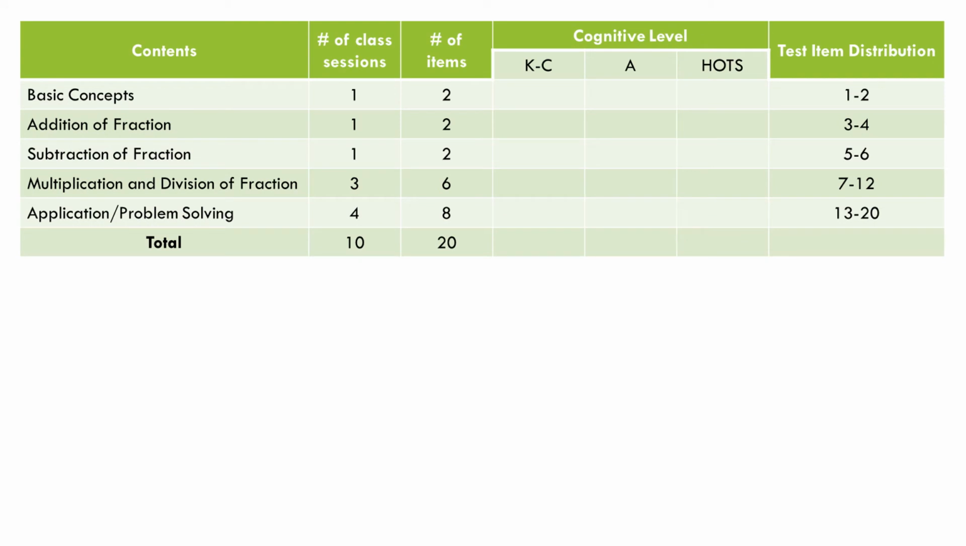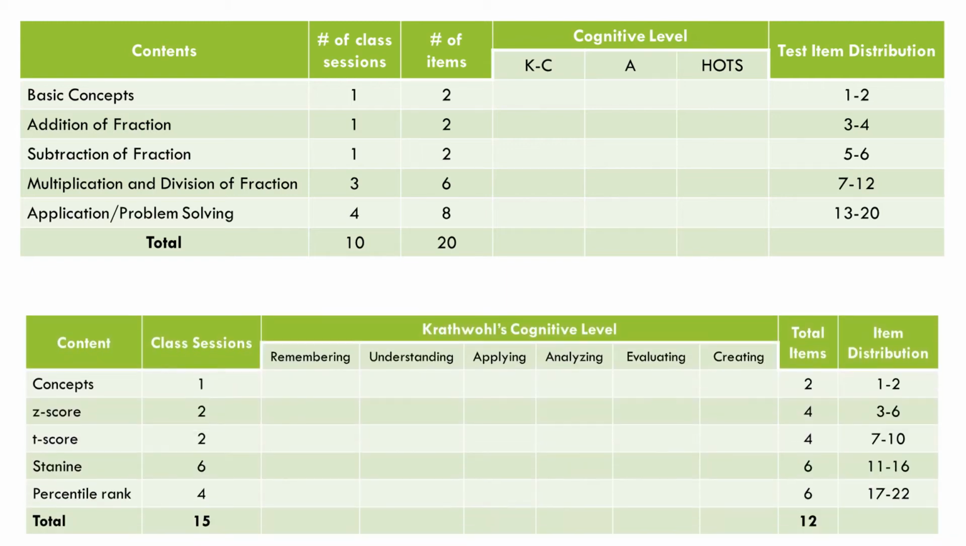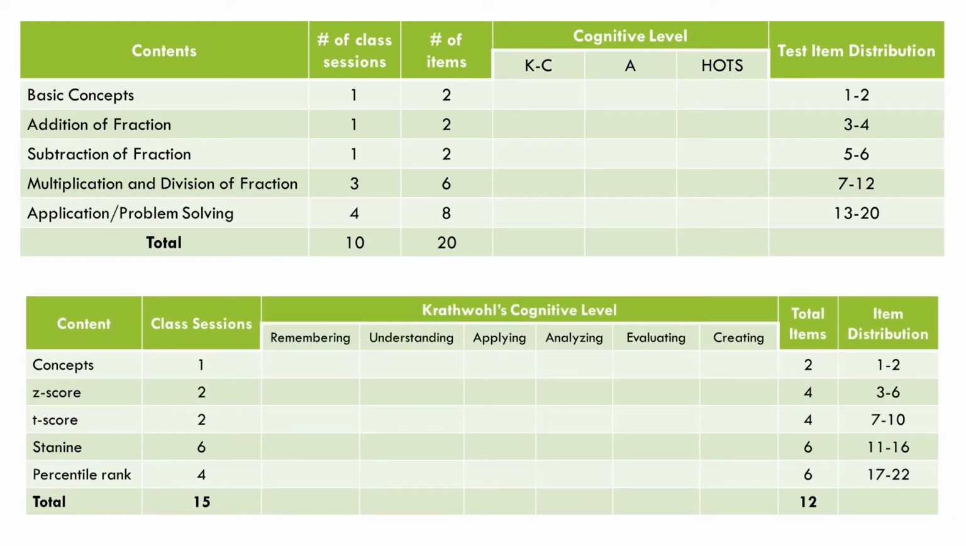Next, these are, by the way, the different formats of your table of specification. This is format 1. The one we used earlier, that is format 1. I think format 1 is very easy to construct.